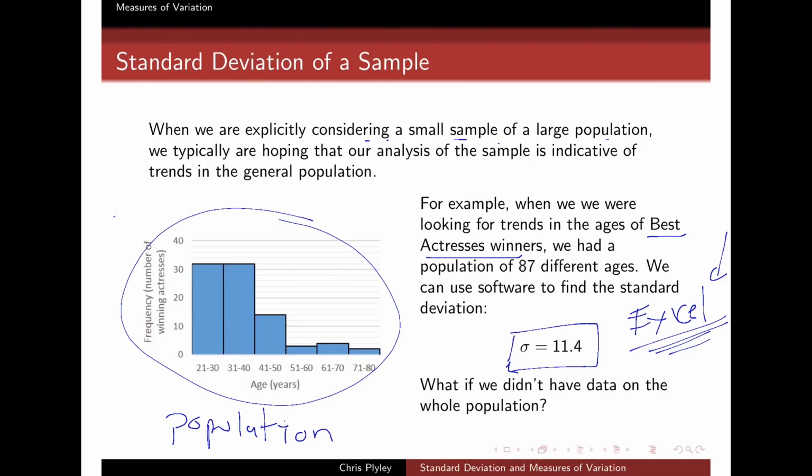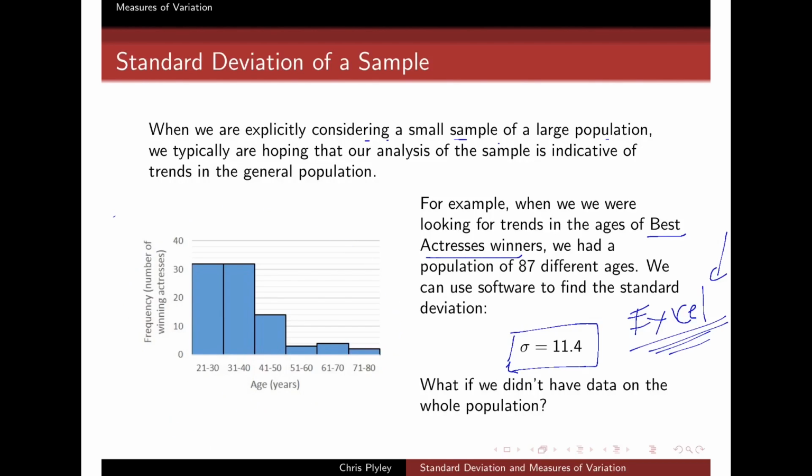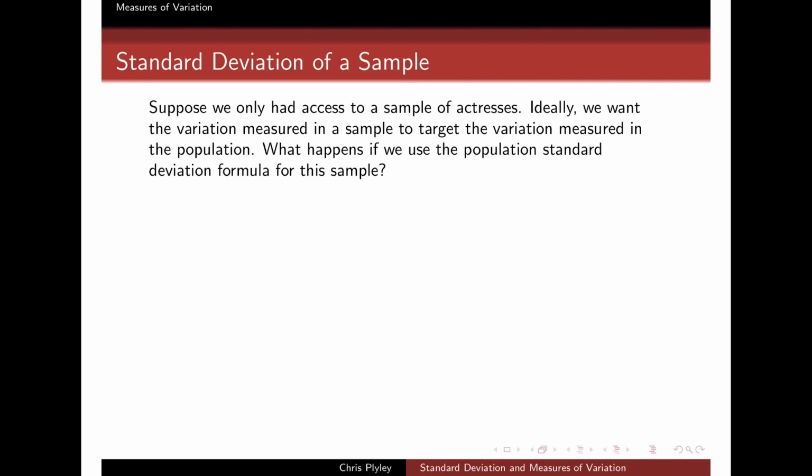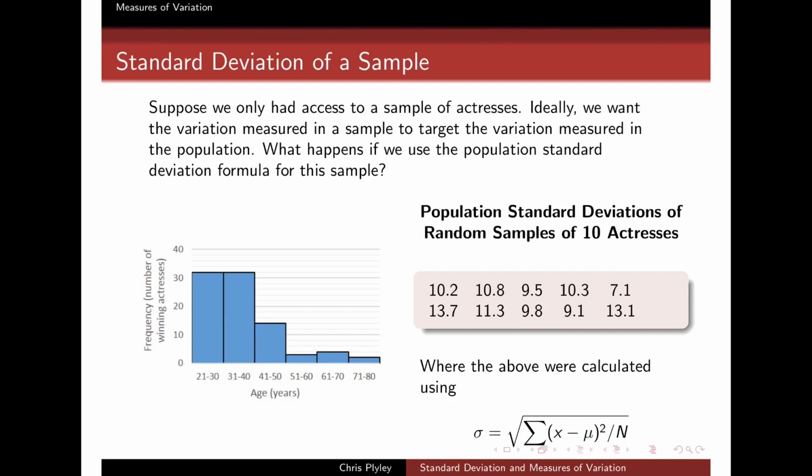So, let me ask you a question. What do you think would happen if instead of having all 87 actresses at my disposal, I only had, let's say, a subset of 20 actresses or something to that effect? Instead of having all 87, I only had 20, and I went ahead and took their standard deviation. Well, it wouldn't be exactly 11.4. That would just be a coincidence. But what do you think? Do you think it would generally be higher or lower than 11.4? Well, I don't know. What do you think? Let's take a look at what actually happened.